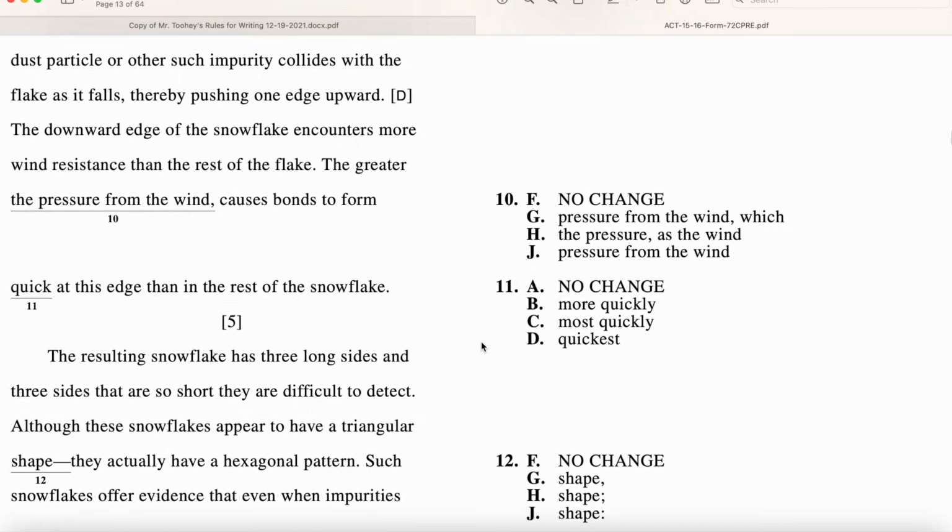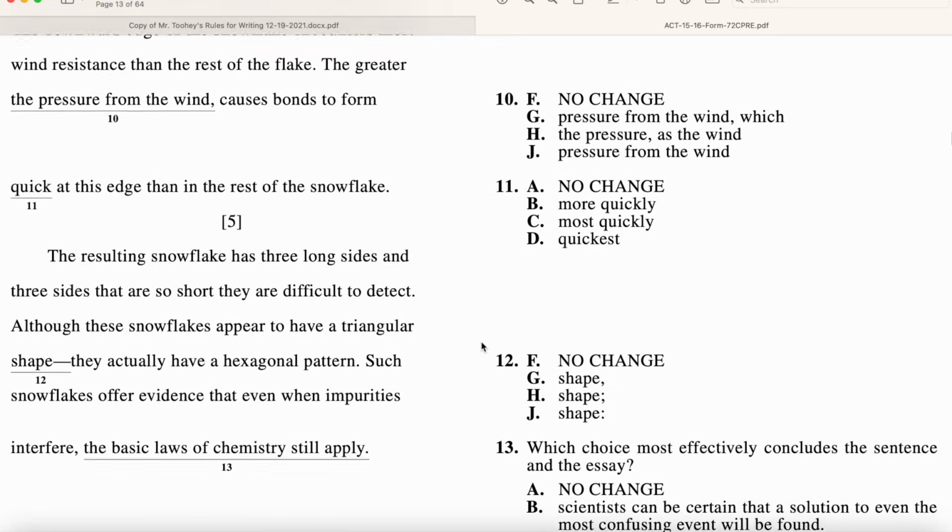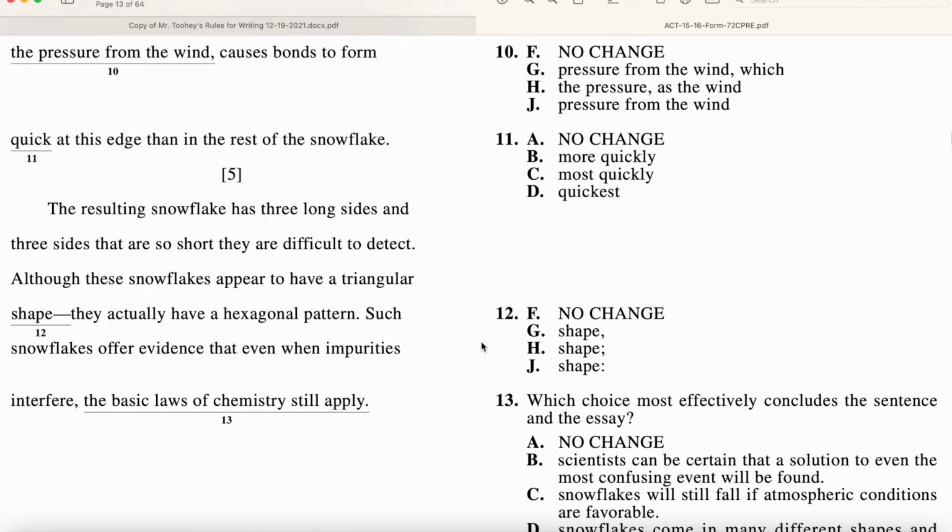You're doing great. But really listen to those instincts. That's good enough on both of those. Going with what feels the best. Let's keep going from the resulting snowflake. The resulting snowflake has 3 long sides and 3 sides that are so short they're difficult to detect. Although these snowflakes appear to have a triangular shape, they have a hexagonal pattern.